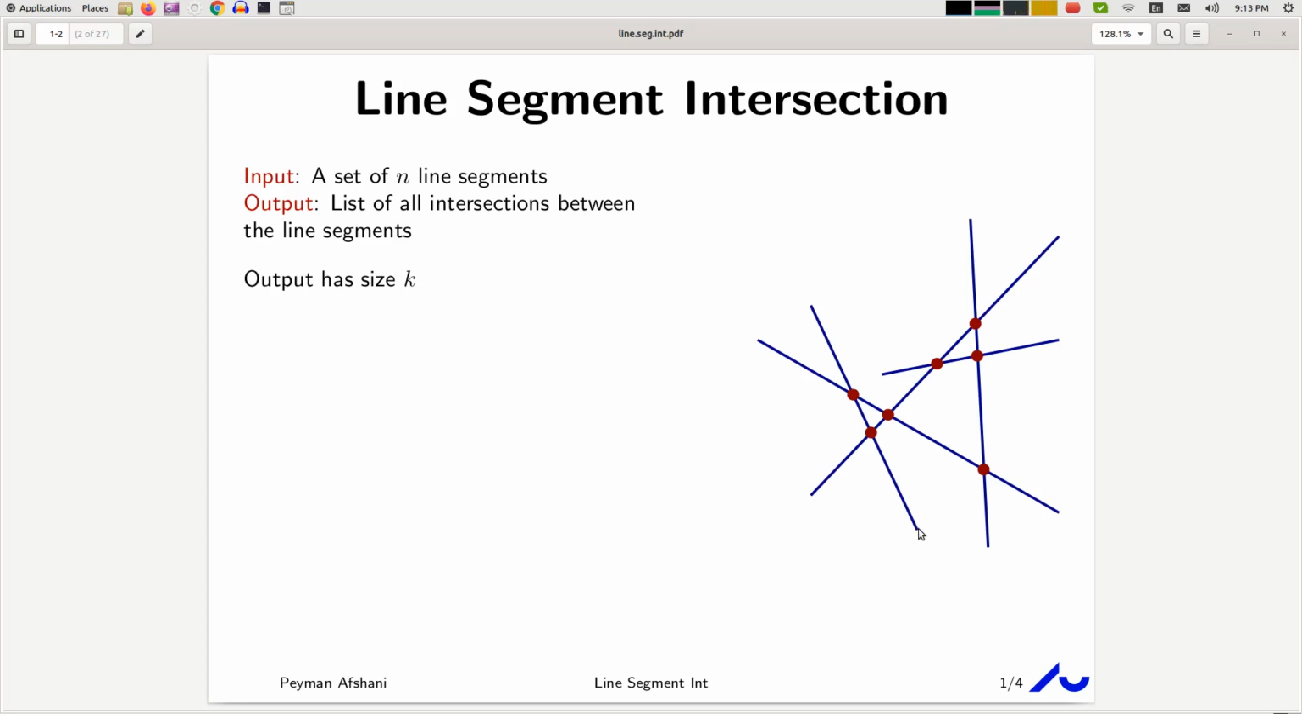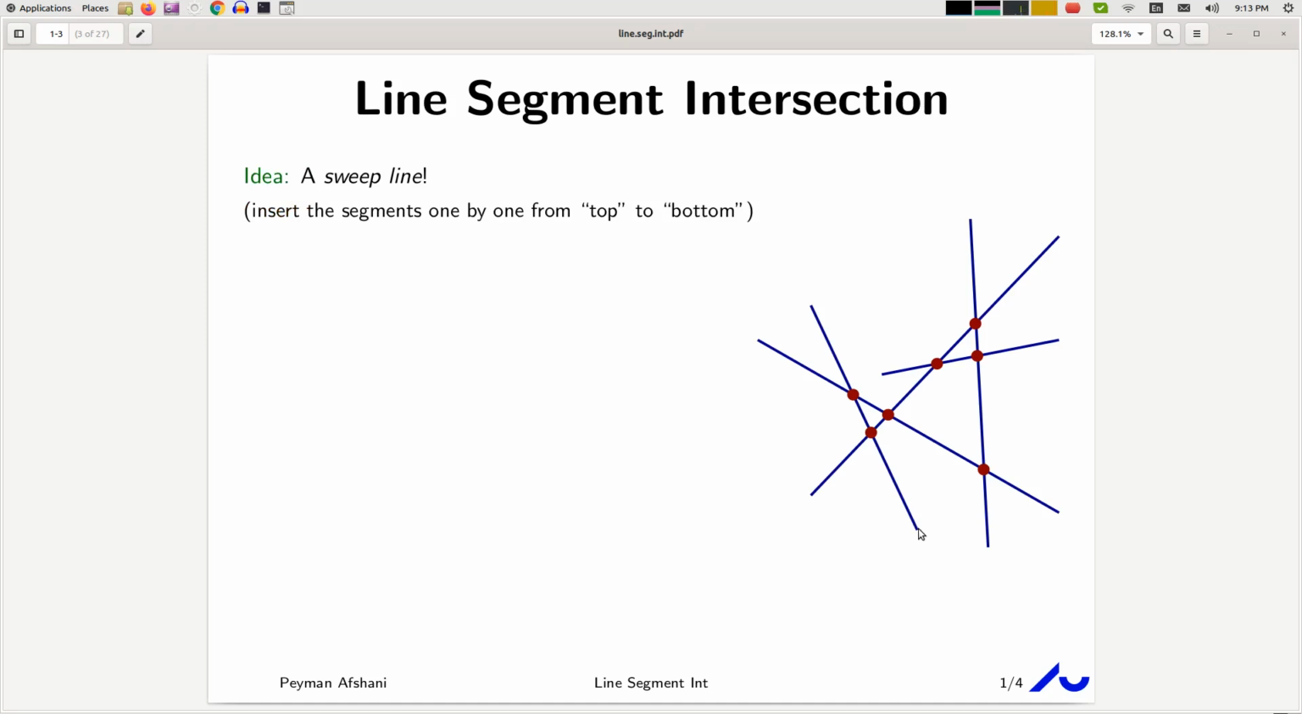If all the line segments are disjoint, none of them are intersecting, the output could be 0, or it could be constant, just a statement that there's no intersection. But potentially, if every pair of line segments intersects, then the output could have size n squared asymptotically. So in other words, before we solve this problem, we don't know how large the output is.